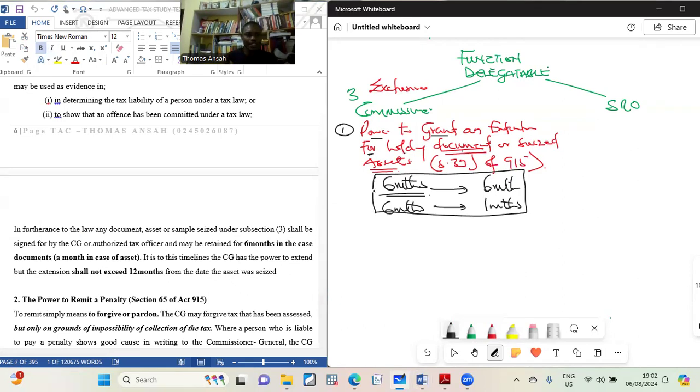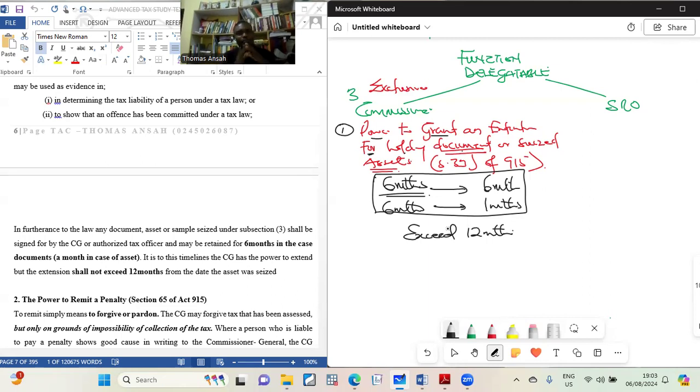So he can seize your assets for 6 months or your document for 6 months, but he has the power to extend it. If it is a document, he has the power to extend the seizure for another 6 months. The law says that it should not exceed 12 months from the time of the seizure. So from the first 6 months, with an additional 6 months, it will never exceed 12 months.